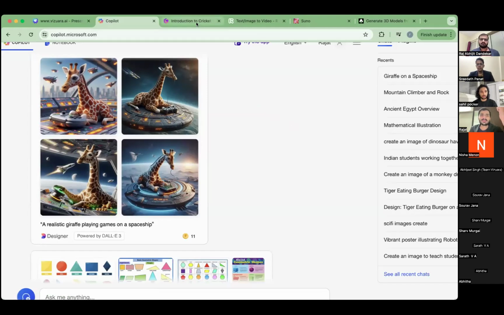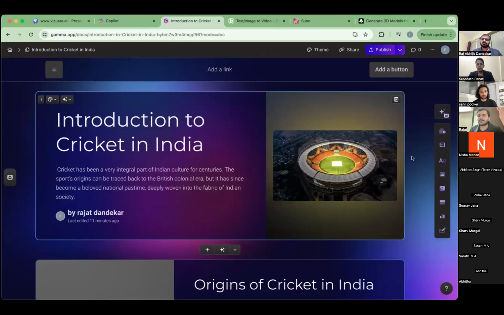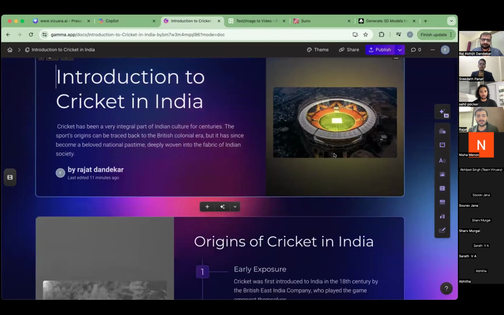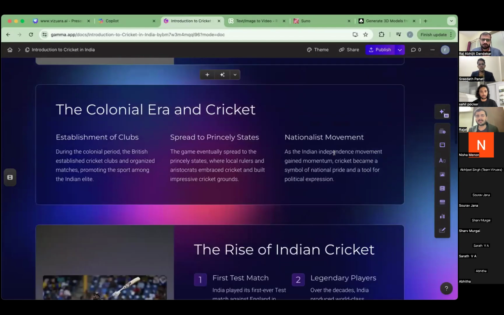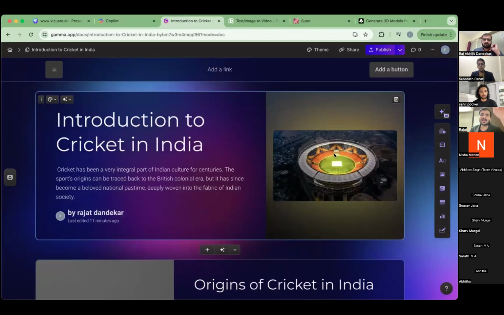The next example is that of creating a PowerPoint presentation. So here is the presentation I created about the evolution of cricket in India, and within 1 minute this entire PPT was created. All of this is possible because of the advancements in the field of generative AI.